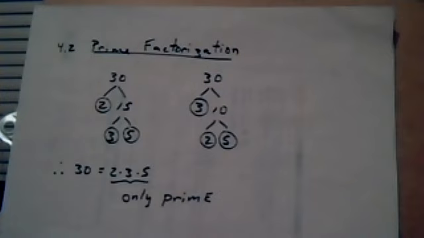One starts with 2 times 15 is 30. The other one was 3 times 10 is 30. Even though we start differently, we end up in the same place. At the end, 30 can be represented as 2 times 3 times 5. And we say prime factorization because it's only prime numbers that are being multiplied.